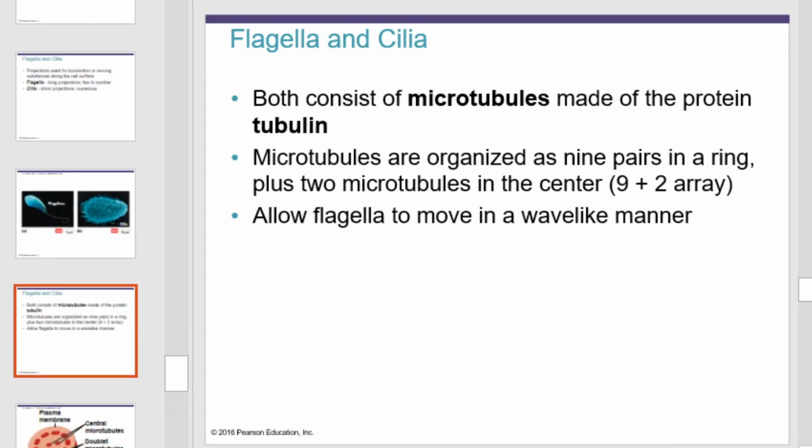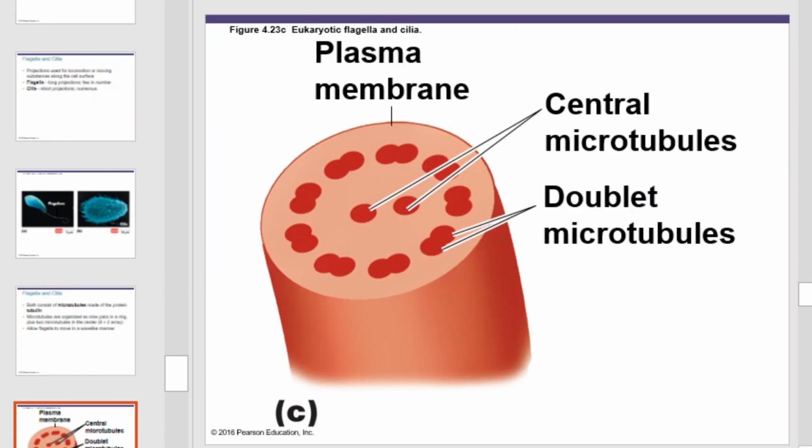Both cilia and flagella consist of microtubules made of the protein tubulin. Microtubules are organized as 9 pairs in a ring plus 2 microtubules in the center, sometimes referred to as a 9+2 array. They allow the flagellum to move in a wave-like manner. This is an illustration of the 9+2 orientation in a eukaryotic flagellum.